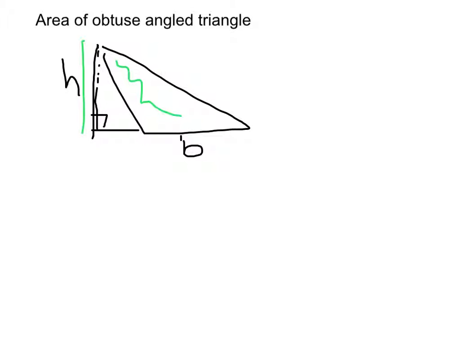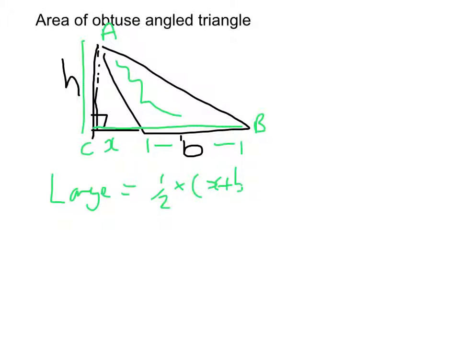So again, we're going to label this triangle A, B and C. We know the distance from here to here is the base of the triangle, which we're going to call B. We'll call this extended distance X. So again, the idea is to subtract the smaller triangle from the larger triangle and see what we get. So the large right angle triangle has area a half times the base. Now the base length is this length here, which is X plus B, multiplied by the height of that triangle, which is H.